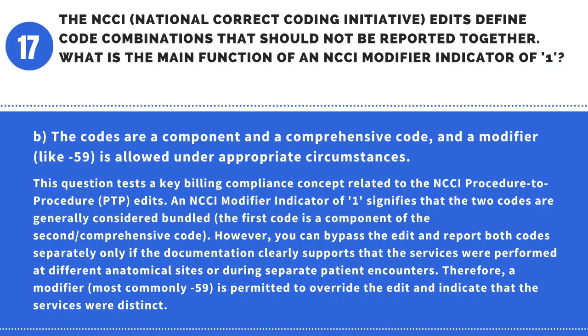This question tests a key billing compliance concept related to the NCCI procedure-to-procedure (PTP) edits. An NCCI modifier indicator of 1 signifies that the two codes are generally considered bundled. The first code is a component of the second/comprehensive code. However, you can bypass the edit and report both codes separately only if the documentation clearly supports that the services were performed at different anatomical sites or during separate patient encounters. Therefore, a modifier, most commonly -59, is permitted to override the edit and indicate that the services were distinct.